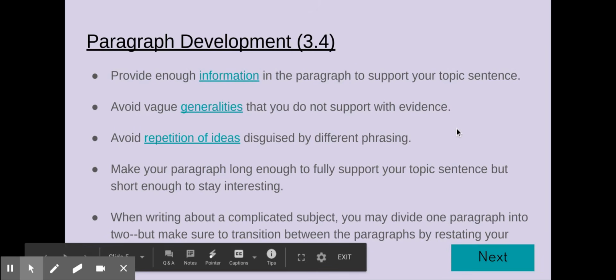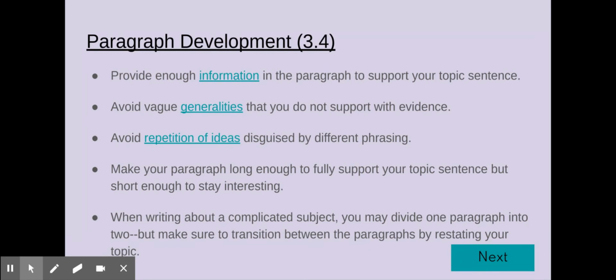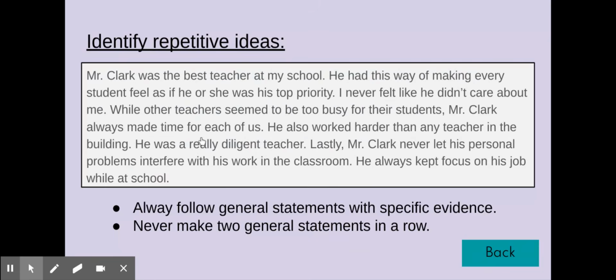Another problem that can happen with paragraph development is that a student writer repeats the same idea over and over again, but disguises it in different phrasing. But essentially, they're not saying anything new. Let's look at this example. Mr. Clark was the best teacher at my school. He had this way of making every student feel as if he or she was his top priority. I never felt like he didn't care about me.